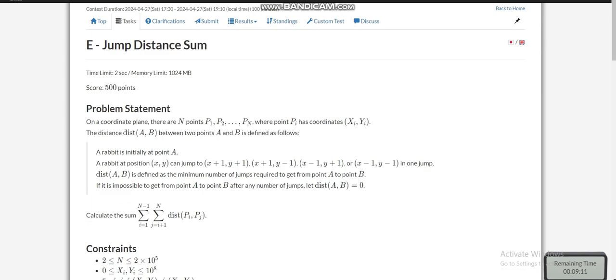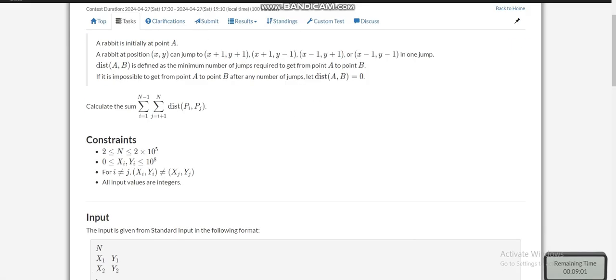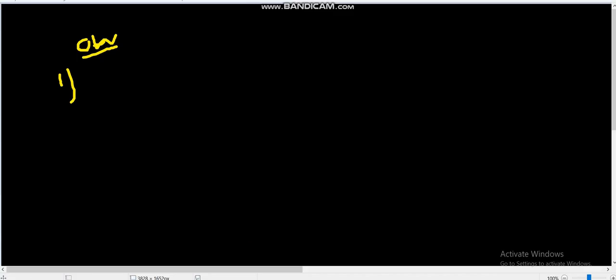So let's jump straight into some observations. What observation can we make? Our first observation is about the time complexity of this problem. The constraint on n is 2 into 10 to the power 5. So what is the brute force solution we can think of?